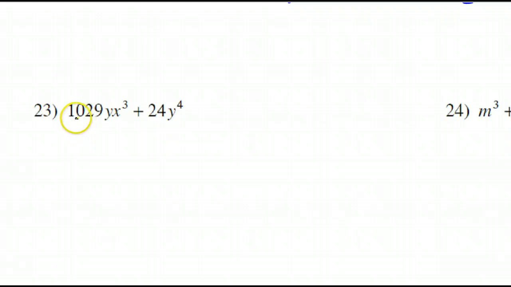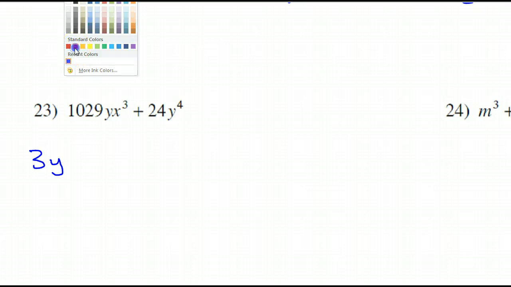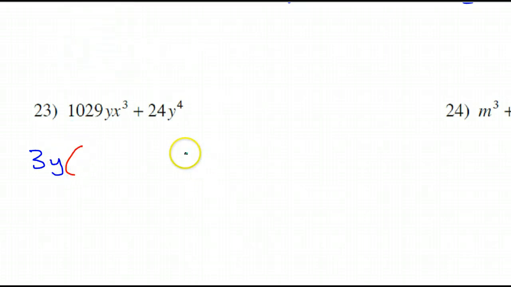There's that 1029 again. So remember we divided that by 3 before. So let's do that again. So both of these are divisible by 3, and I see that they have y in common. So it looks like the GCF is 3y. So we're going to put that out front. And then we will see what is left behind. So let's divide everything by 3y.